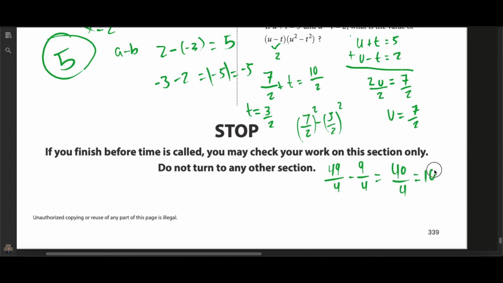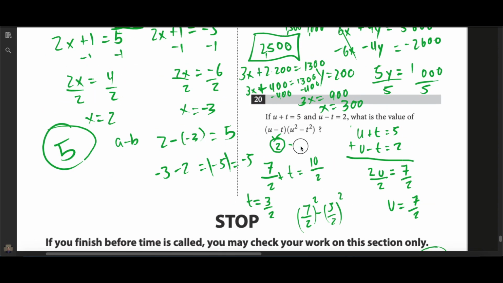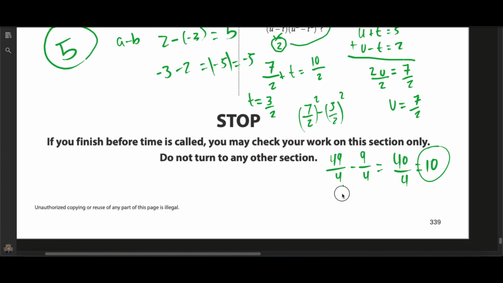40 over 4 is equal to 10, but don't be so quick to put down that answer because, remember, we also have to multiply it by this 2, which we got from there. So 10 times 2 is equal to 20. And that is how you go ahead and solve each of these problems.